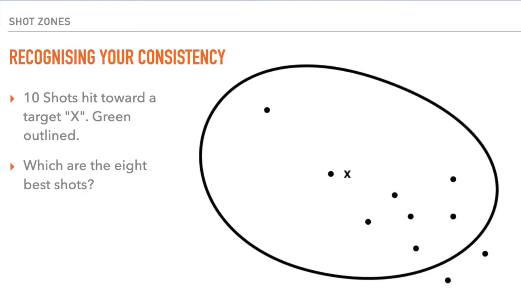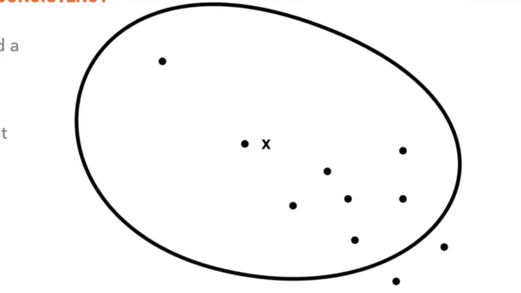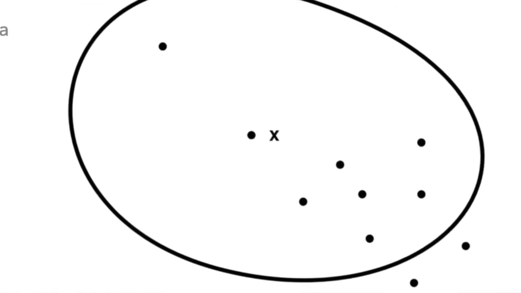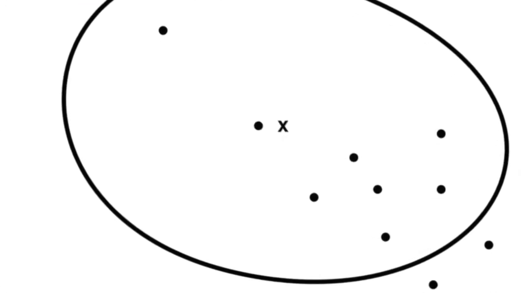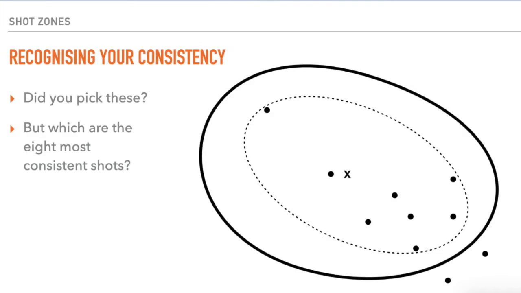So if we take this example here of 10 shots hit to a green where the target was the center of the green marked by the X. Have a quick look at that. I'm going to give you 5 seconds on your own. Which are the best 8 shots out of the 10 that were hit there? Did you pick these ones? Was this where you drew your imaginary circle in your mind around these 8 shots here? I know a lot of people do, but would you look at that and say they're the most consistent 8 shots?